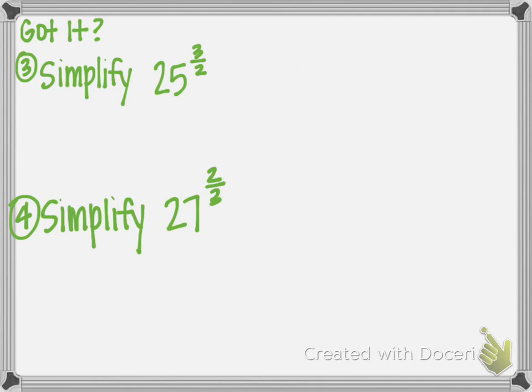Let's try it on our own. So I'm going to help you out just a little bit. For number 3, you ask yourself, what number can I multiply by itself 2 times and get 25? Then you take that number and you raise it to the 3rd power. Then number 4, you're going to ask yourself, what number can I multiply by itself 3 times and get 27? Then when you get that number, I want you to raise it to the 2nd power, or square it. All right, pause the video, do those 2 problems, and catch back up with me in the next example.